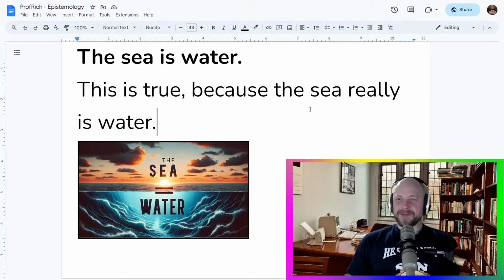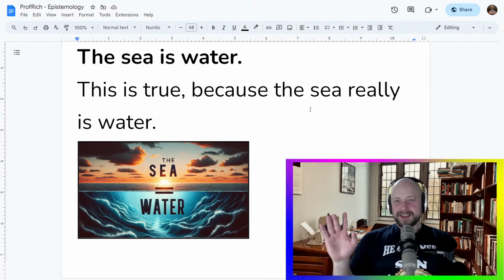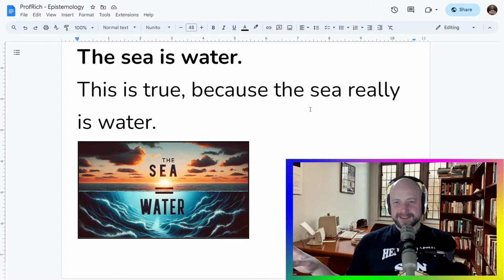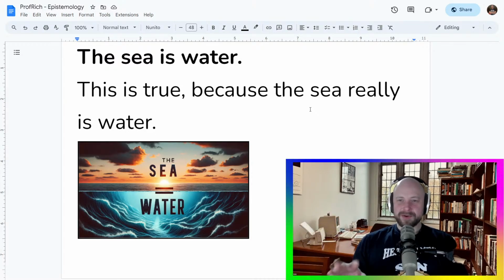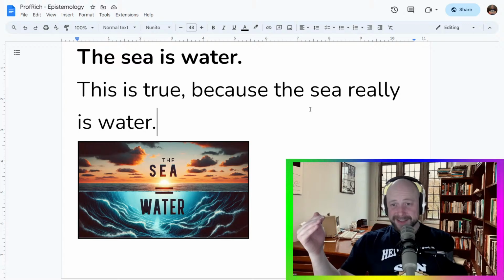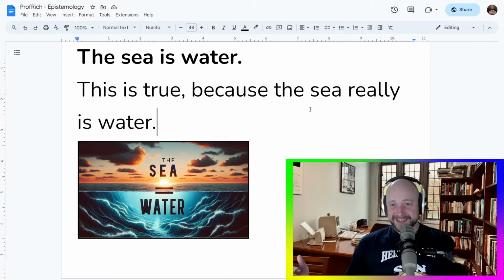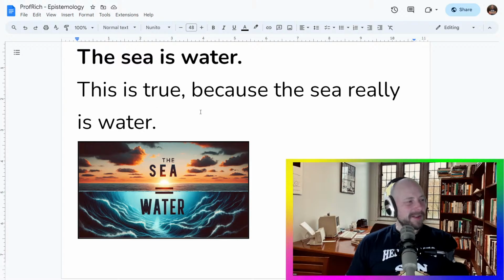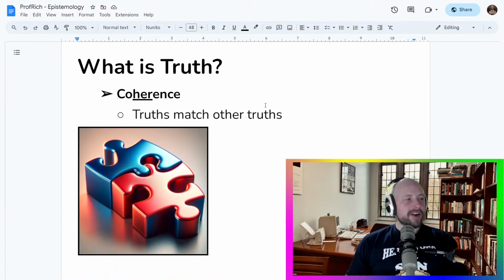It's quite simple. It's like we can say, look, cats have 4 legs. How do I know that's true? Well, because cats really do have 4 legs. That's how I know it's true. That's the correspondence theory. Okay, next, we've got coherence.